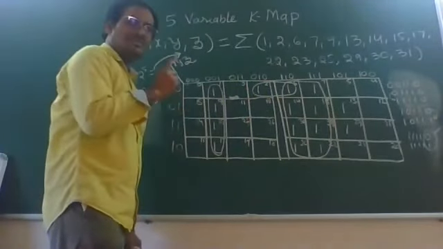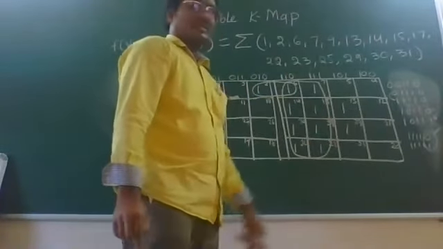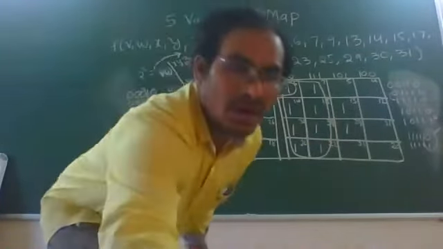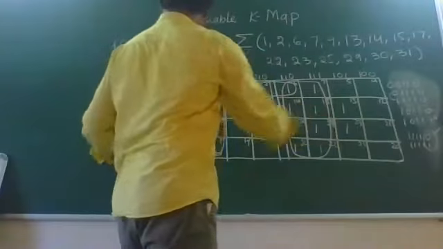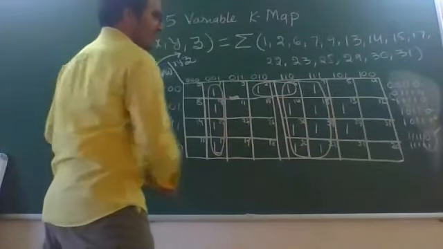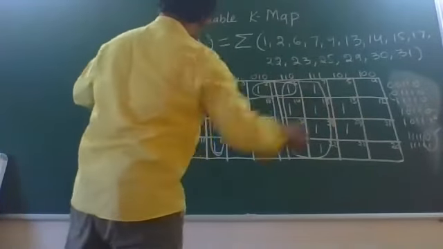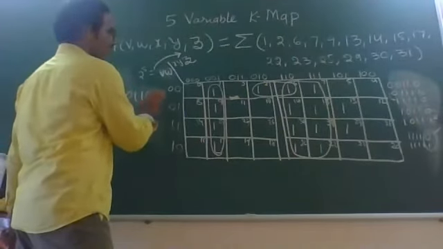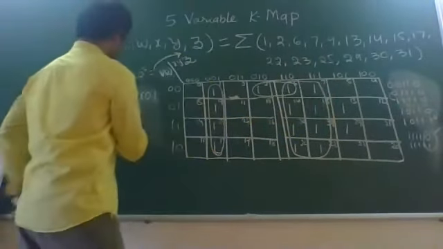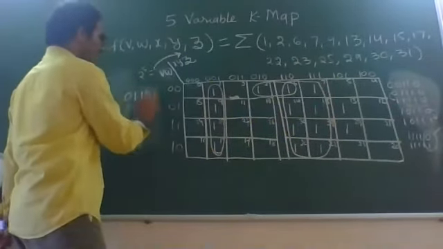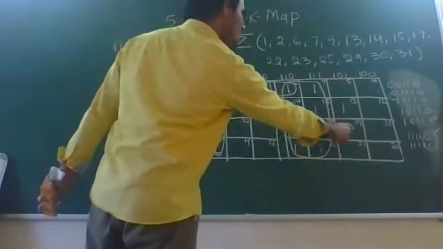So all the minterms must be covered by at least one subcube. So here 2 minterms are left. 13 and 29 are left. But 13 and 29 are also adjacent to 15 and 31. Let us test whether they are adjacent or not. 13 is written as 0, 1, 1, 0, 1. And 15 is 0, 1, 1, 1, 1. So there is a one position change. These two are adjacent.